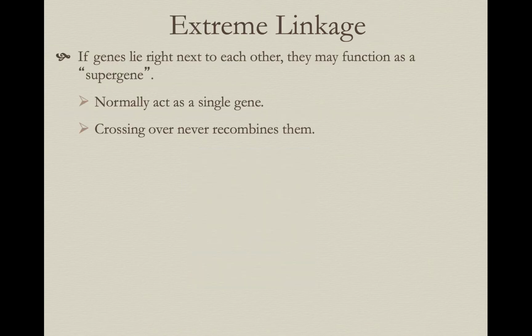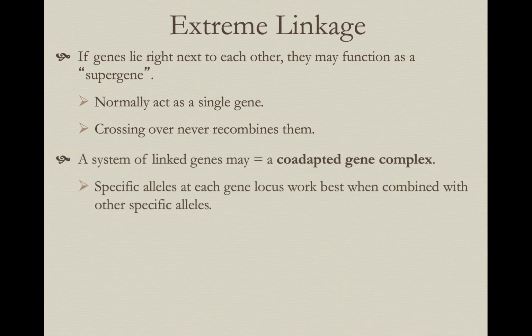Now, when genes lie right next to each other, the probability that you're going to get crossing over is so rare that we sometimes refer to these as supergenes. They're basically acting as a single gene because crossing over really never recombines them. And sometimes this is a good thing. When you have certain allelic combinations at multiple loci that really work well together, we call that a co-adapted gene complex. So specific alleles at each gene locus really work well when combined with each other, but not when they're combined with other alleles.